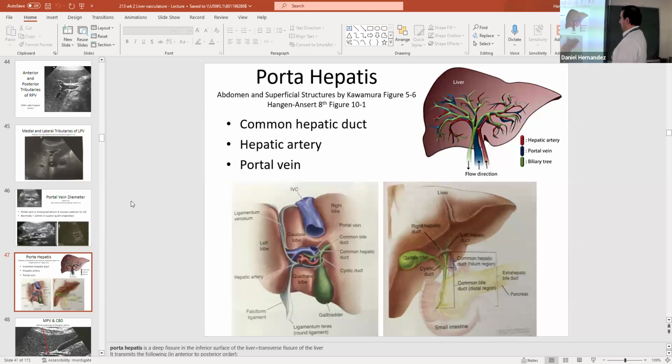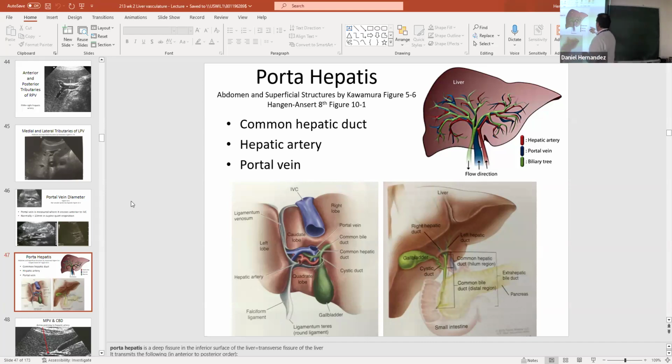We said the porta hepatis is the region of the liver where the vessels enter and exit, as well as where the vessels enter and the bile duct exits the liver. This is referred to as the portal triad. The DMS students are familiar with the portal triad. There are three things that make up the portal triad. These are the three amigos. They course throughout the liver and they all run side by side, parallel to each other.